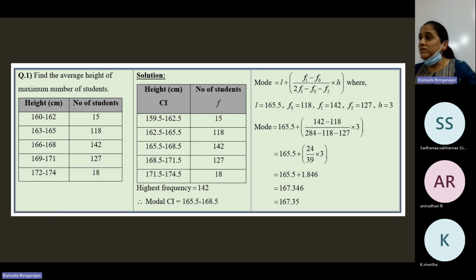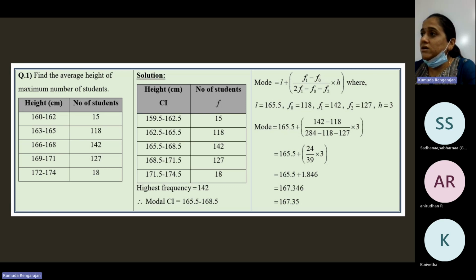The height of 142 students lie between 166 centimeters to 168 centimeters. So most students' heights are in that class interval. That is what they have asked here: find the average height of maximum number of students. What is the average height of the maximum number of students? From the words maximum number of students, we understand that we have to find the modal height.